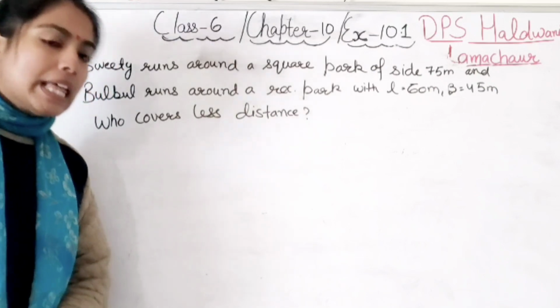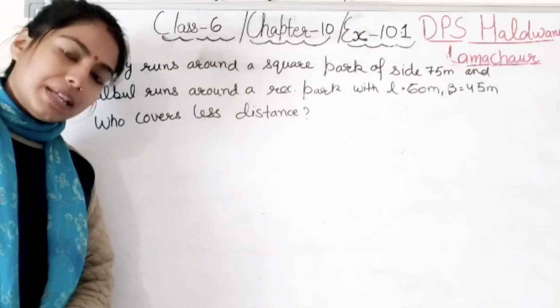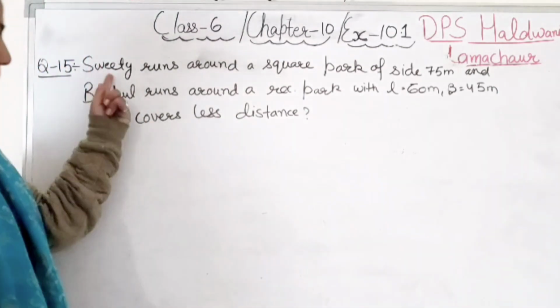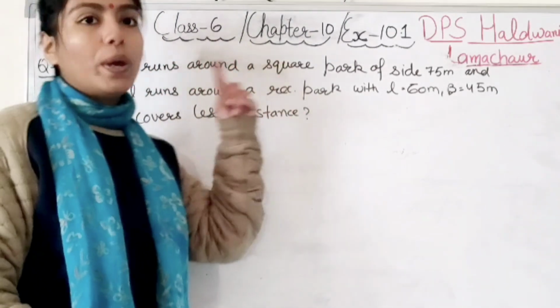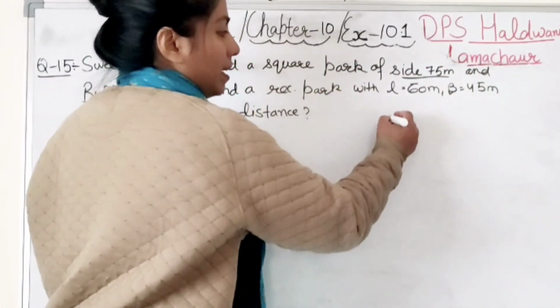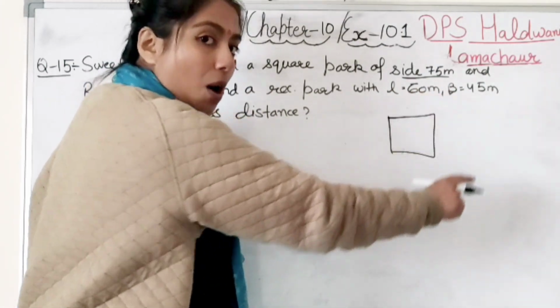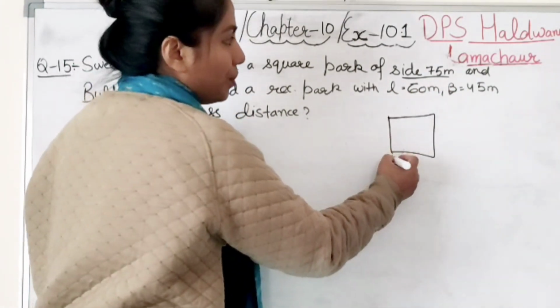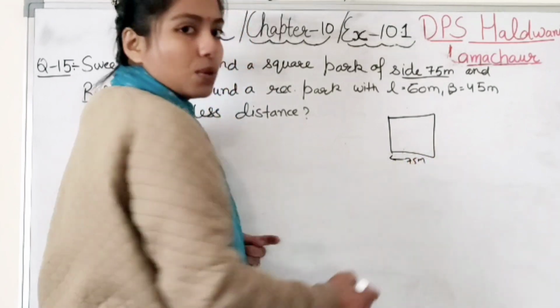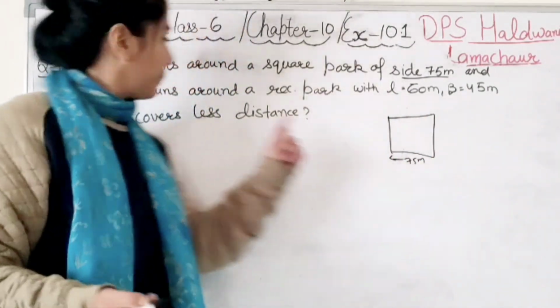Now again the manner of the word problem is different. But again the basic of the question is same. Sweetie runs around a square park of side 75 meter. This is a square park. So इसके आसपास she runs. Around means outside. Okay, side is given to you 75. So square each side is same. So 4 into 75. Right?